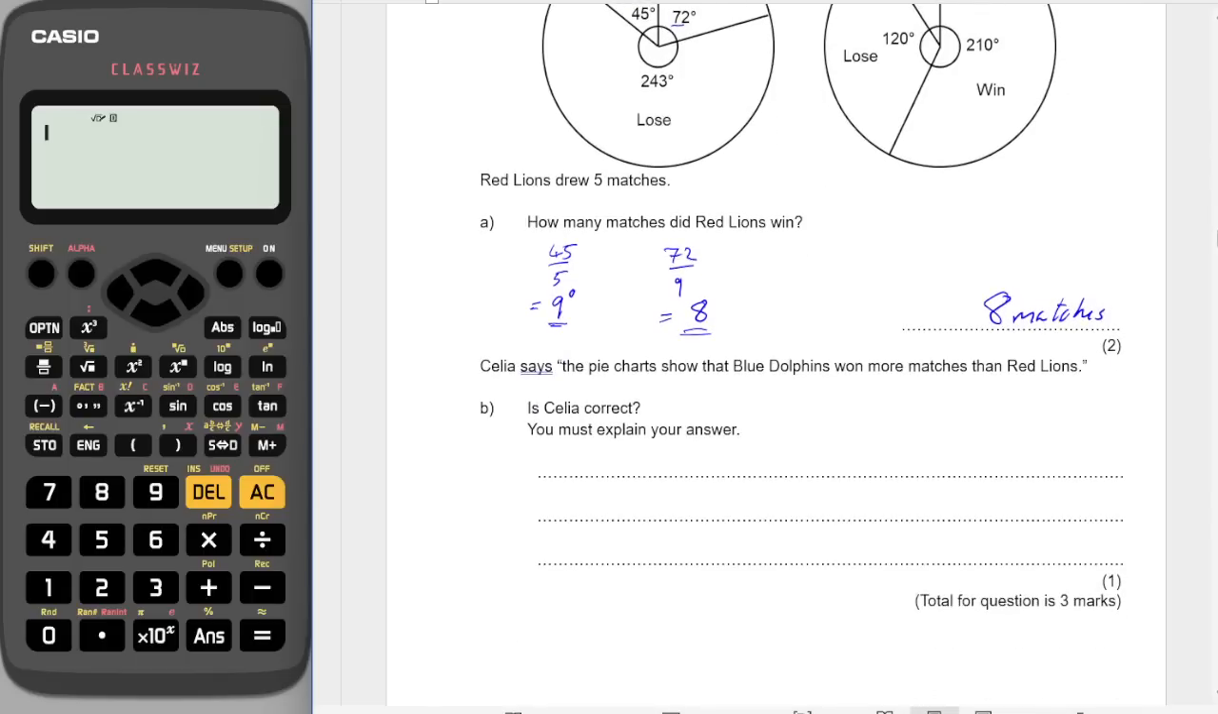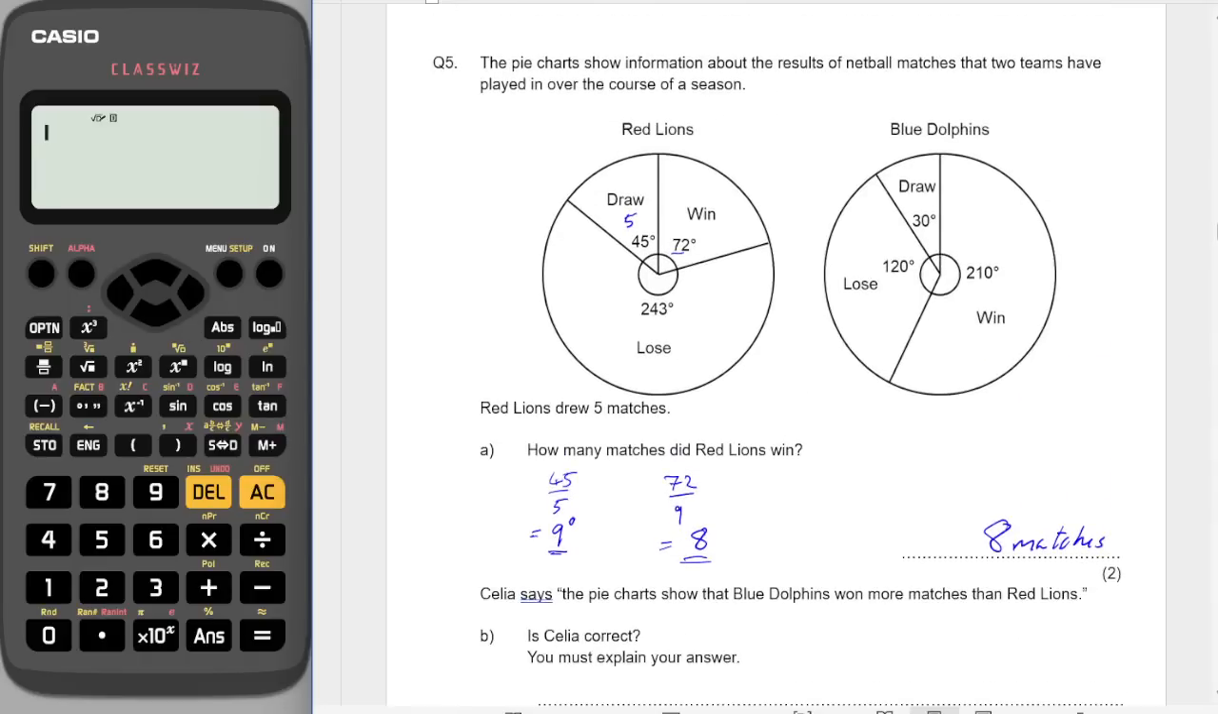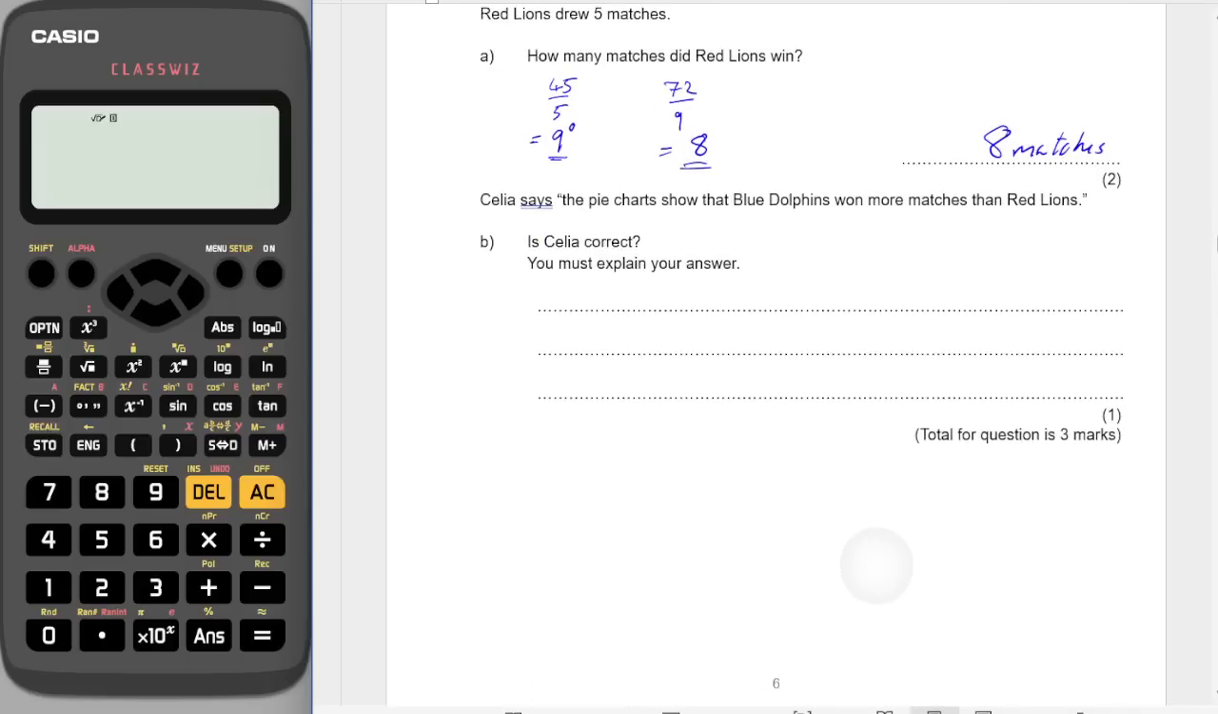Okay, Celia says the pie chart shows that the Blue Dolphins won more matches than the Red Lions. Is Celia correct? We're not given any values for the Blue Dolphins, so we have no numerical value to assign to each of these. So we don't know the numbers for the Blue Dolphins. So is Celia correct? We can't tell, as we can't work out how many matches they played.